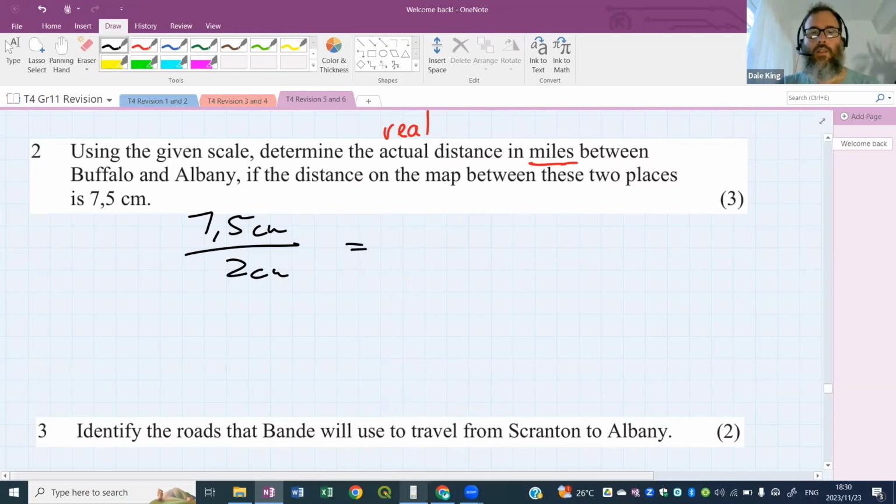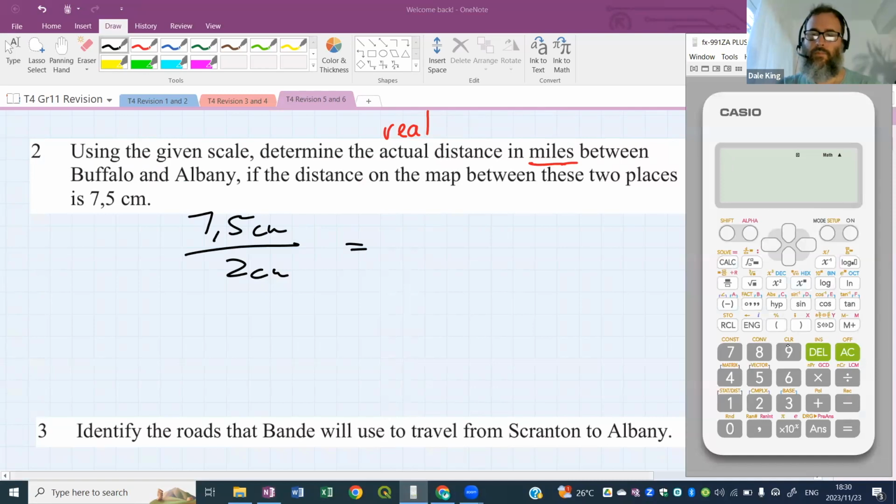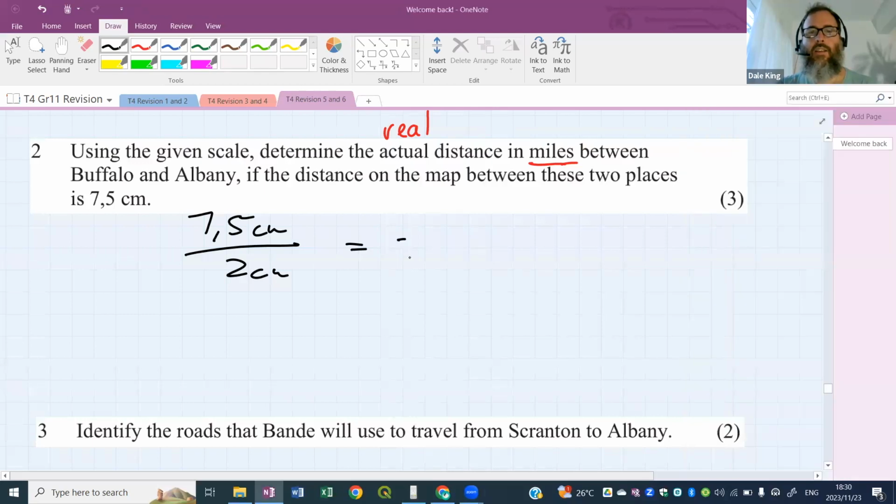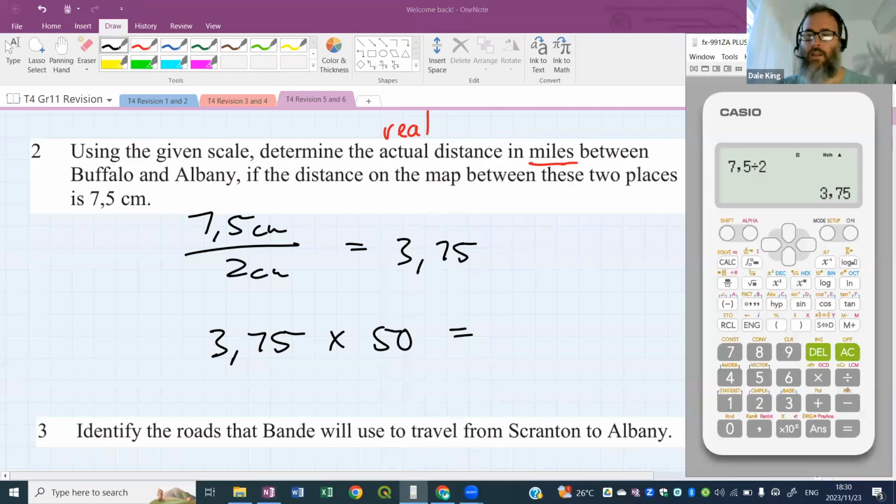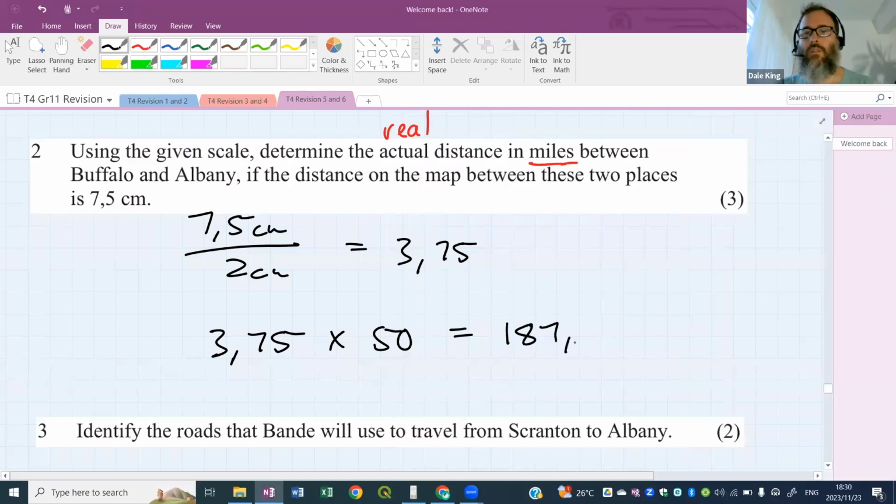All right, let's get 7.5 divided by 2, which equals 3.75. Then I say times 50, which is going to give me 187.5. Yes, that's exactly it. Thank you, sir. That was fantastic. 187.5. And what are the units?